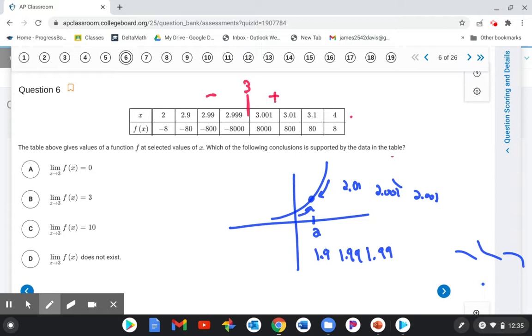You can kind of see what's happening here. And you can see by just looking at the chart, this is going to negative 8,000, in other words, negative infinity. This one's going to positive 8,000, positive infinity. So you can probably make some sort of conclusion here without even looking at your options. If the limits are going to infinity in opposite directions, well, then the limit doesn't exist. They're obviously not approaching some specific value. So that's going to be D.